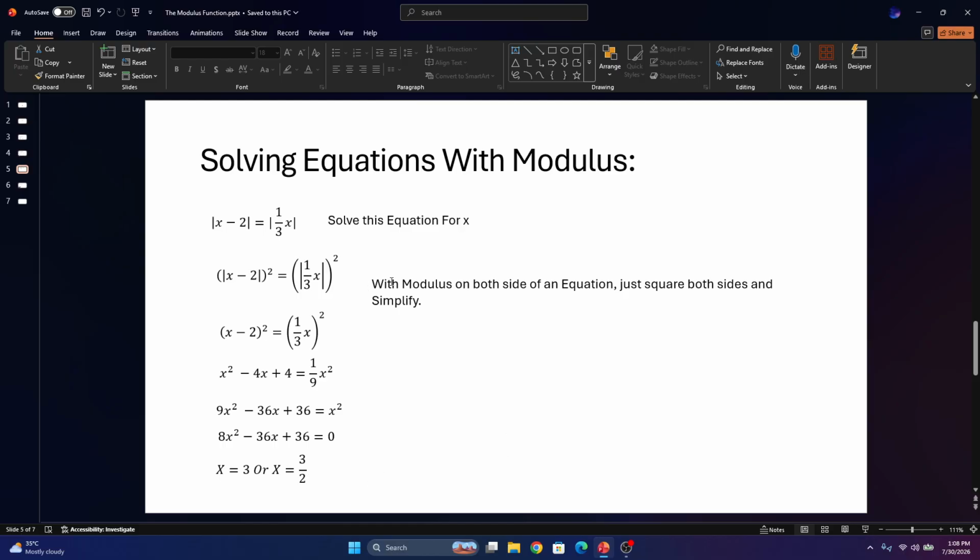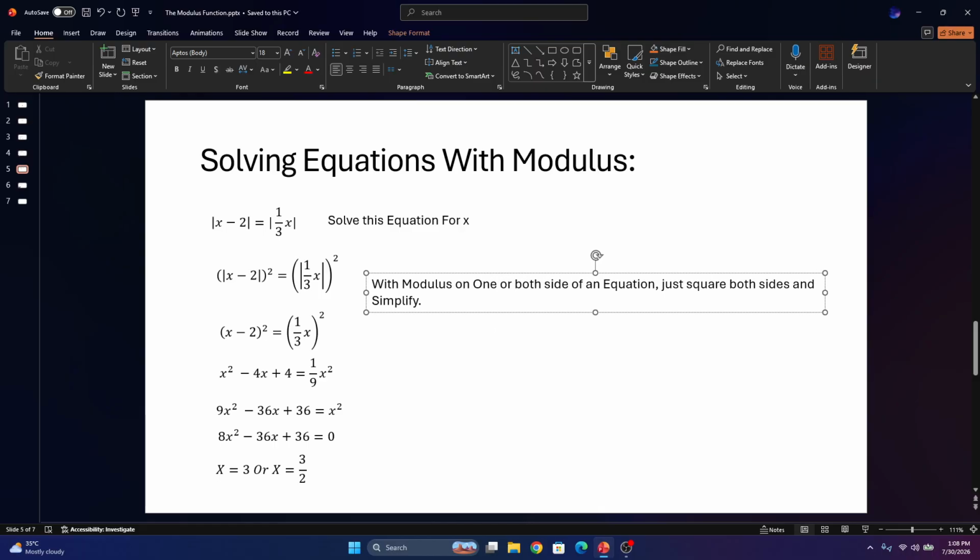So it's just going to be a general rule that you revise: for modulus on one or both sides of an equation, just square both sides and simplify. So even if there is a non-modulus expression here, you're just going to square that as well, and we are going to end up with a quadratic equation, and you're just going to solve it to get the values of x.